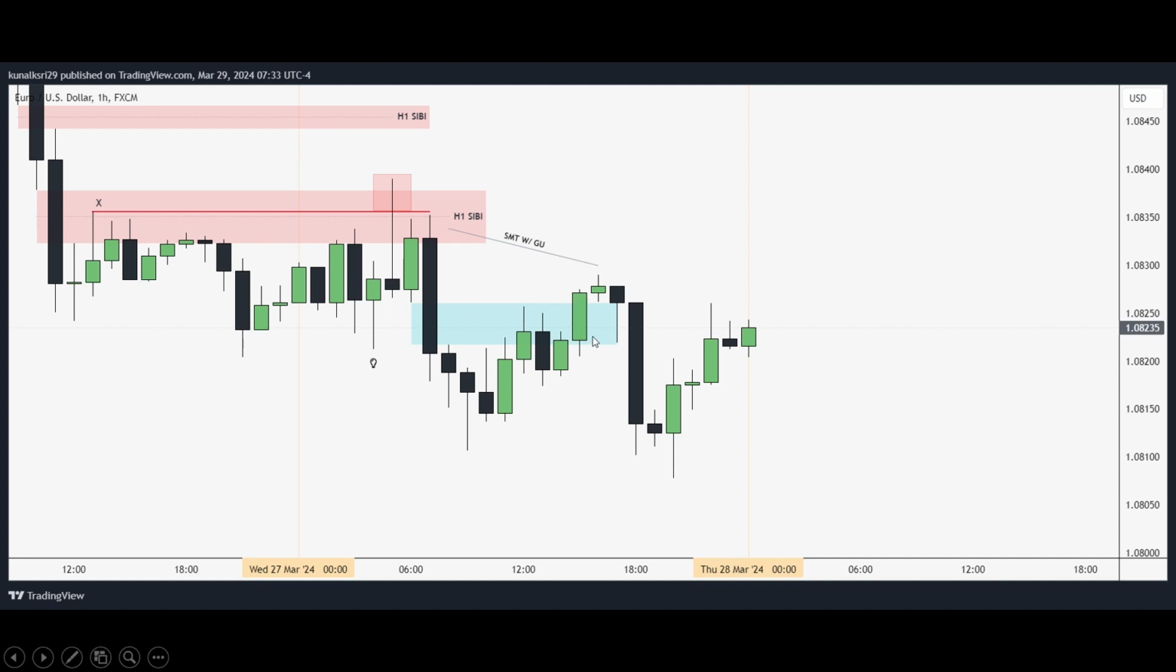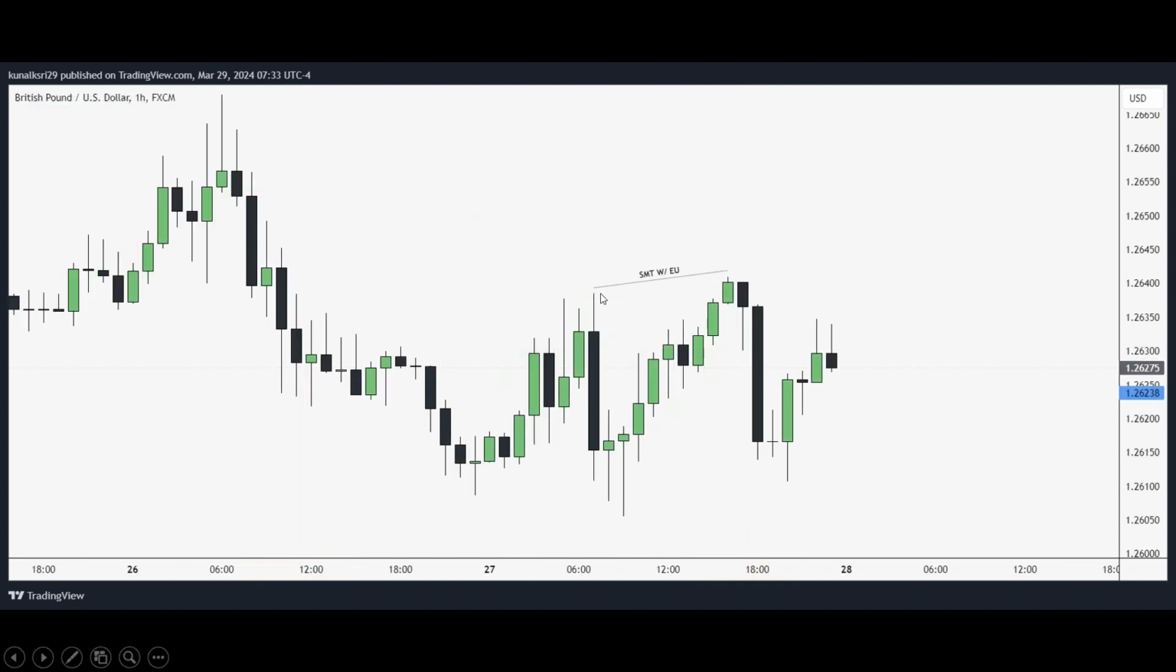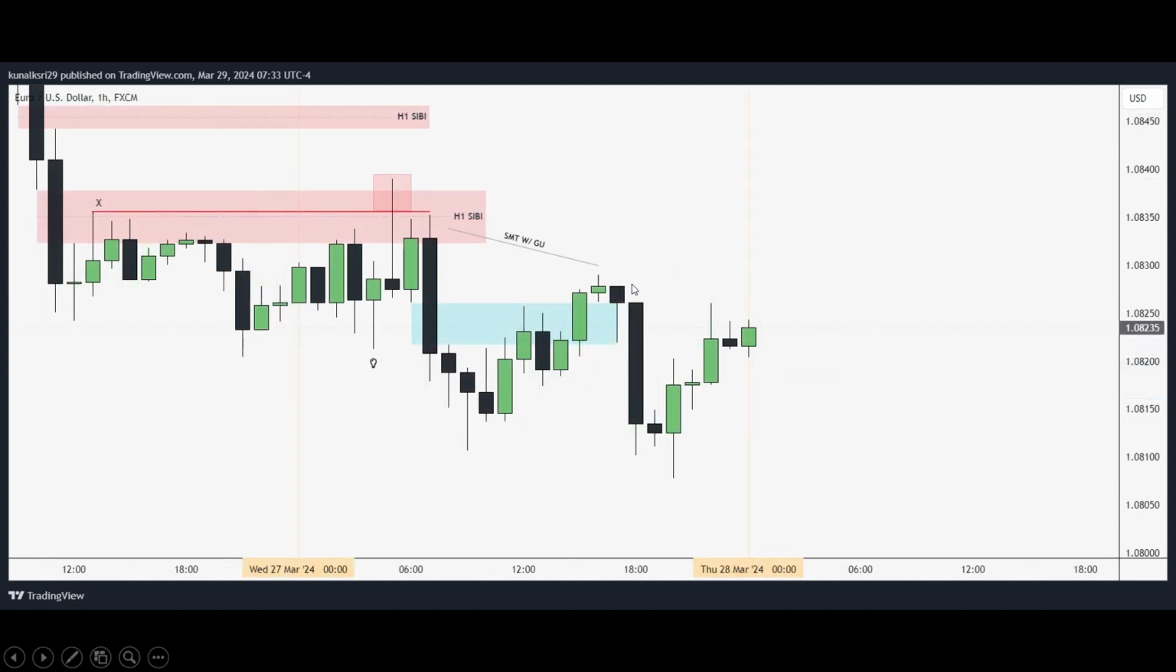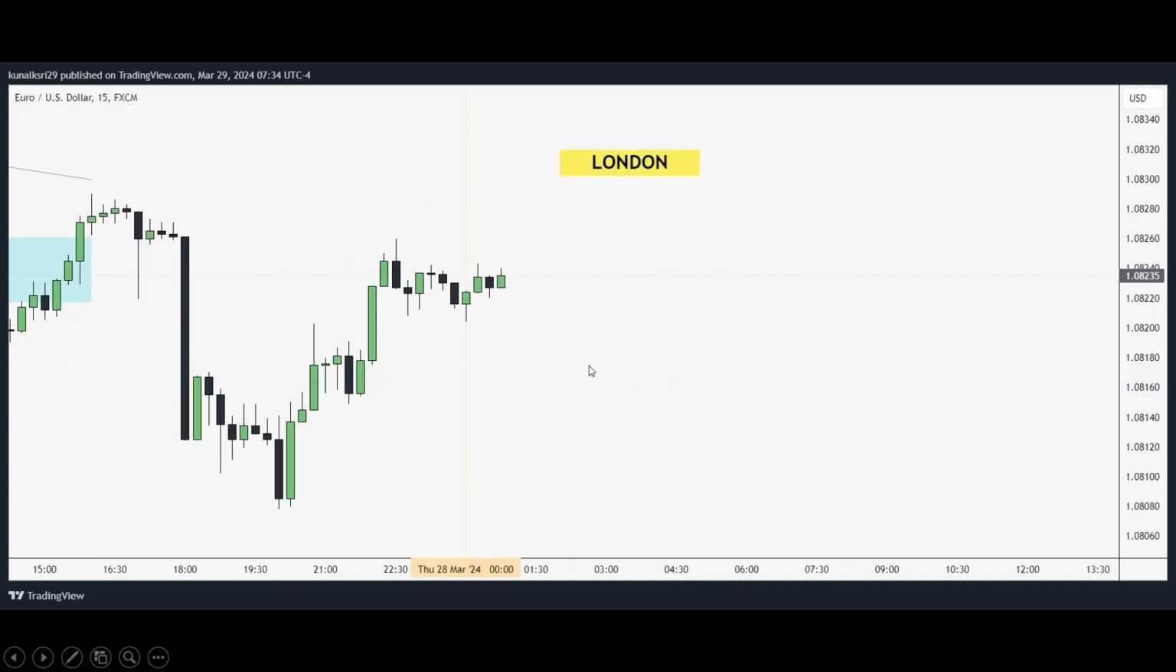Now you can see how the market consolidated, not moving too much. Okay, and here's the key: we created this SMT with GBP USD, because Euro USD failed to take out this high, whereas GBP USD grabbed this high, okay, you can see here, whereas Euro USD failed to grab this old high basically. So we have this SMT. So now Thursday we're going to look for the setup, because on Thursday we have high impact news, right?